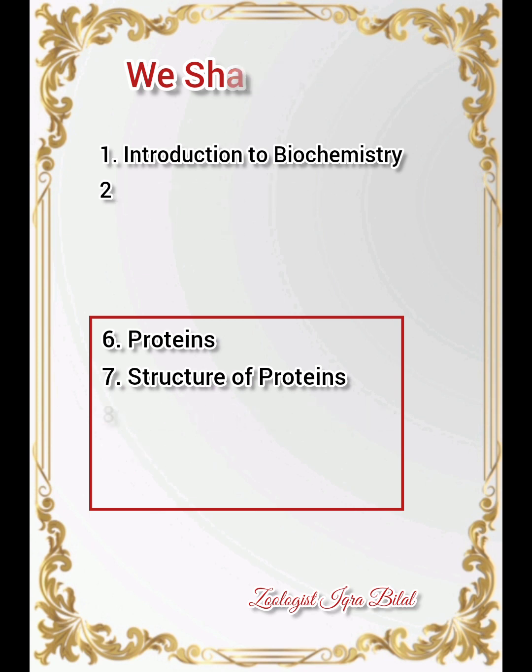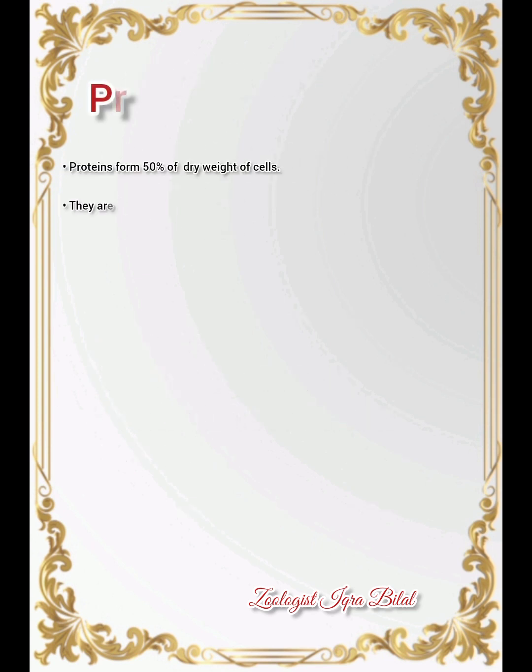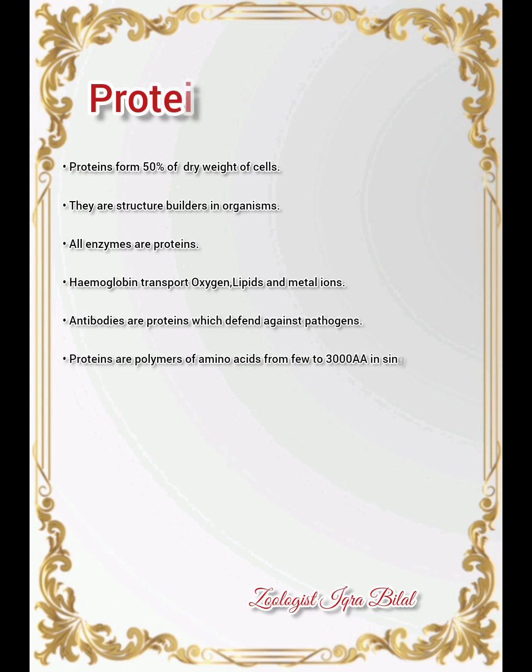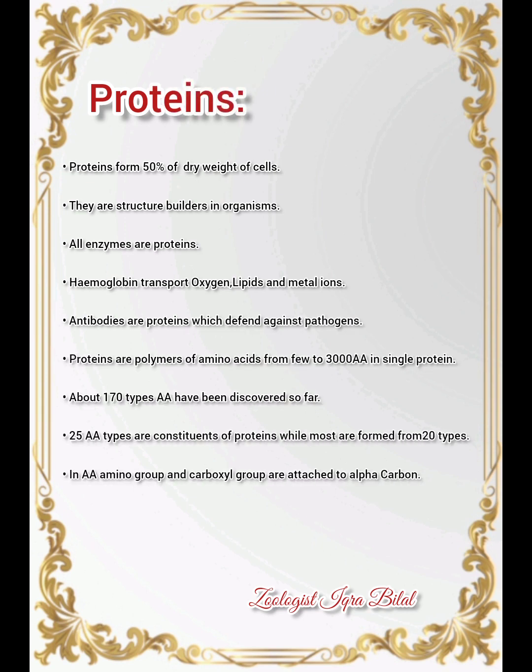Now we will read proteins up to the end. Proteins form 50% of the dry weight of cells. It means that if you remove all water from a cell, the remaining dry weight contains 50% proteins. They are structure builders in organisms, meaning all structures in organisms are made up of proteins. All enzymes are proteins. Hemoglobin not only transports oxygen but also lipids and metal ions. Antibodies are proteins which defend against pathogens.